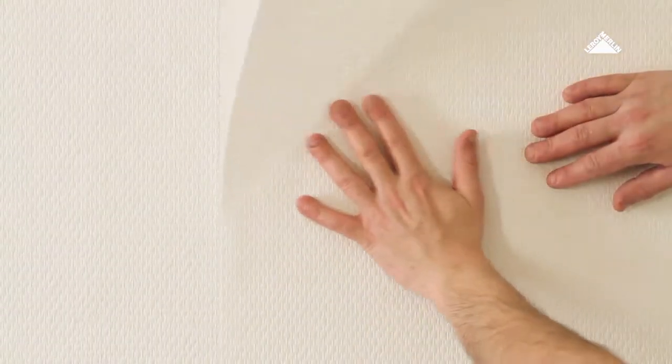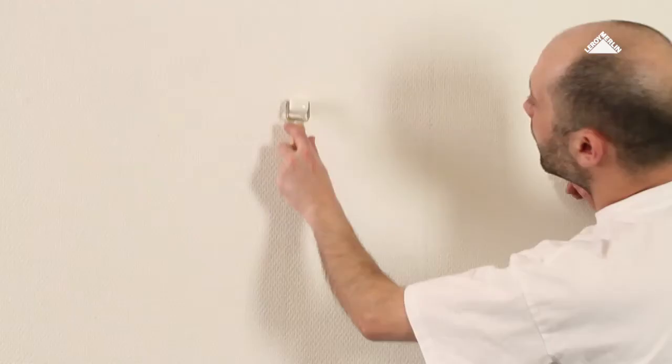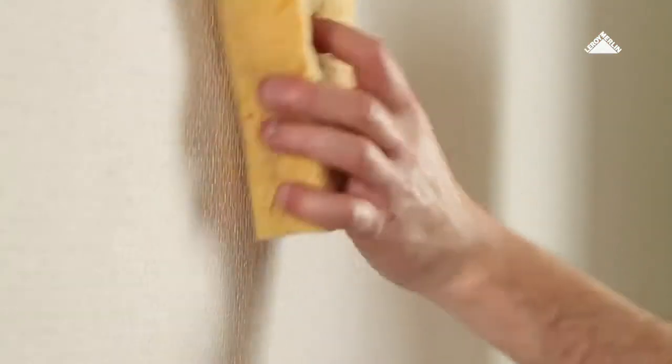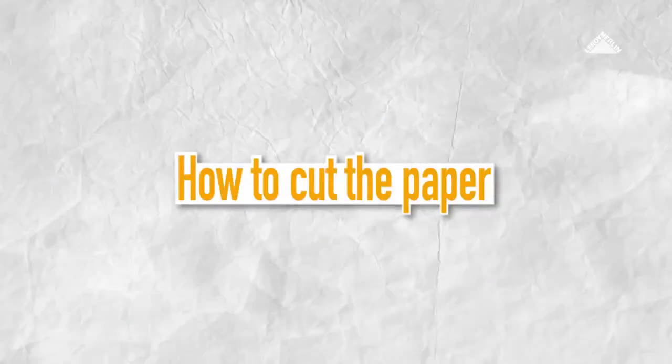Position the second drop side by side. You can lift and replace the canvas sheet if necessary. Cut off the excess paper at the top and bottom, then smooth where the 2 drops meet with a wallpaper brush. Use a damp sponge to remove any excess paste that appears at this join.